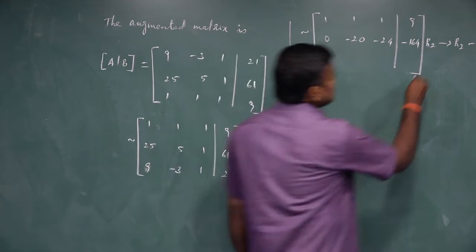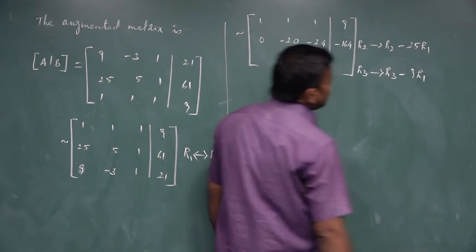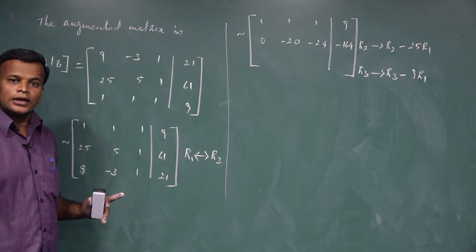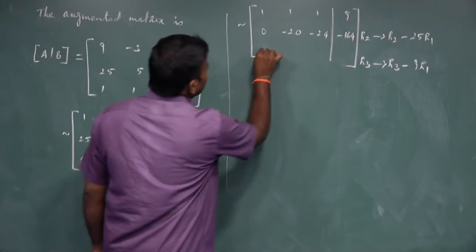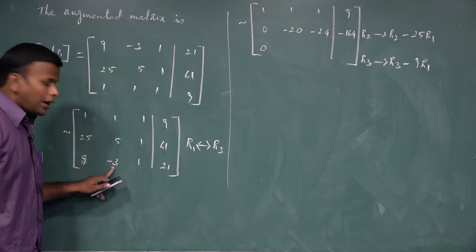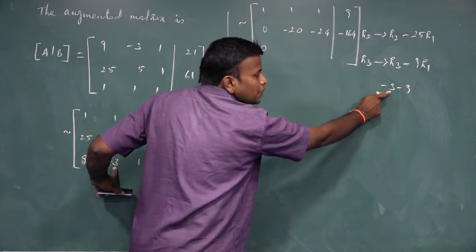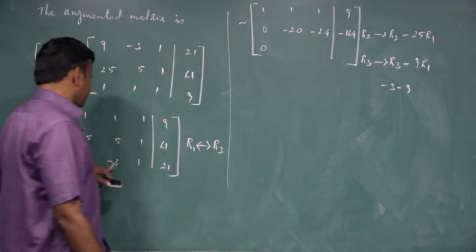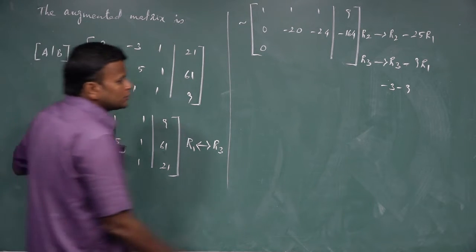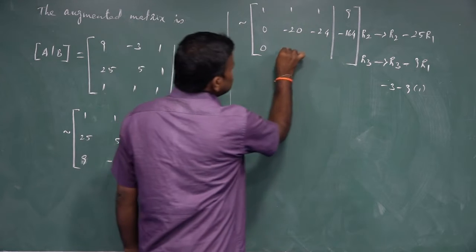So we write R3 as R3 minus 9 times of R1. 9 minus 9 times of 9. 9 minus 9 is 0. This element, the symbol is also very important. Here minus 3, so I write it as it is, minus 3. Minus 9 times of the corresponding element in R1, which is just 1. So what is the final answer? Minus 3 minus 9 is minus 12.